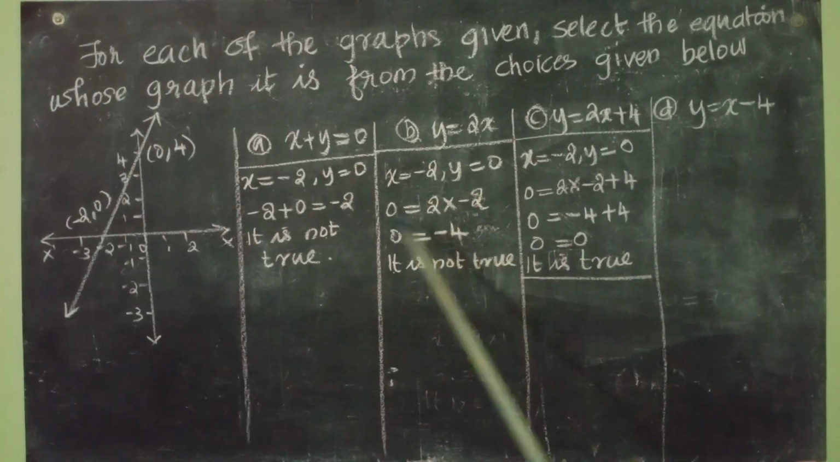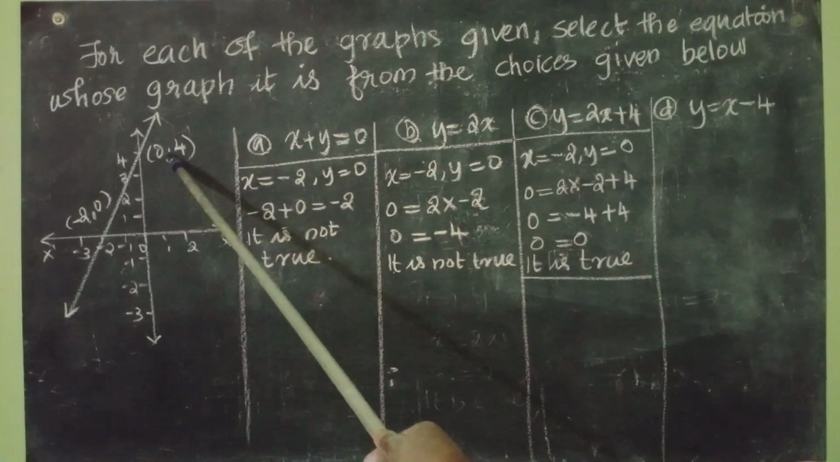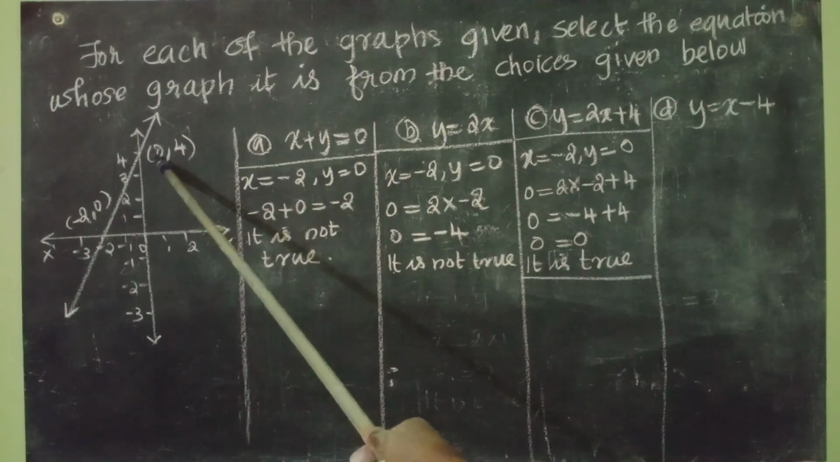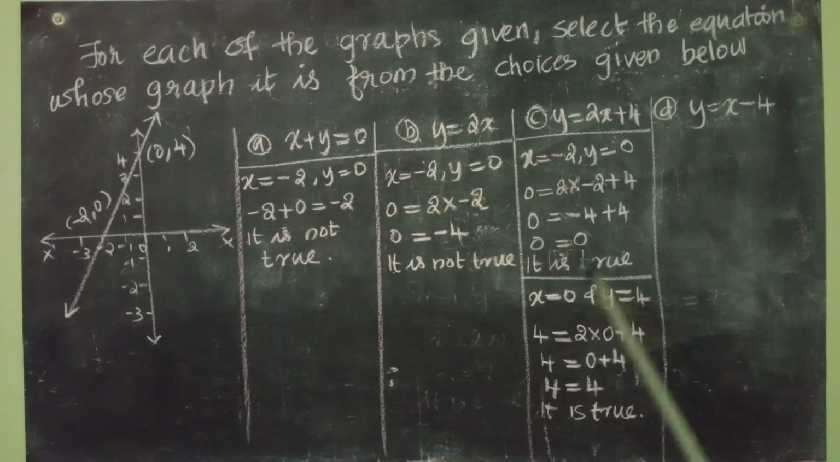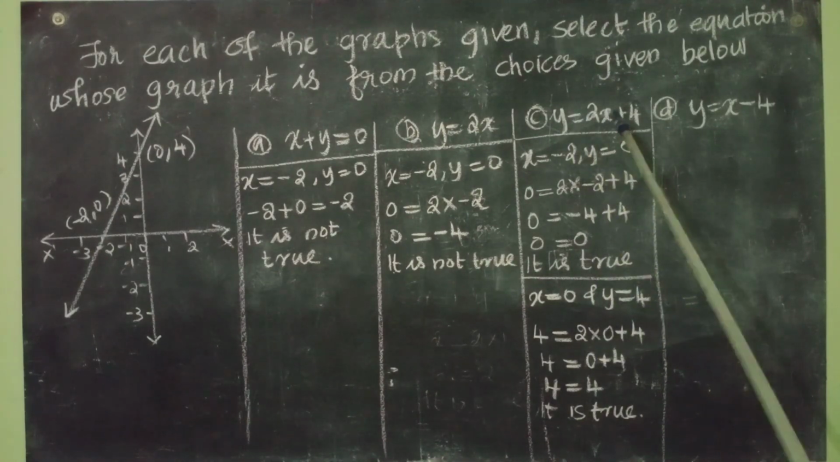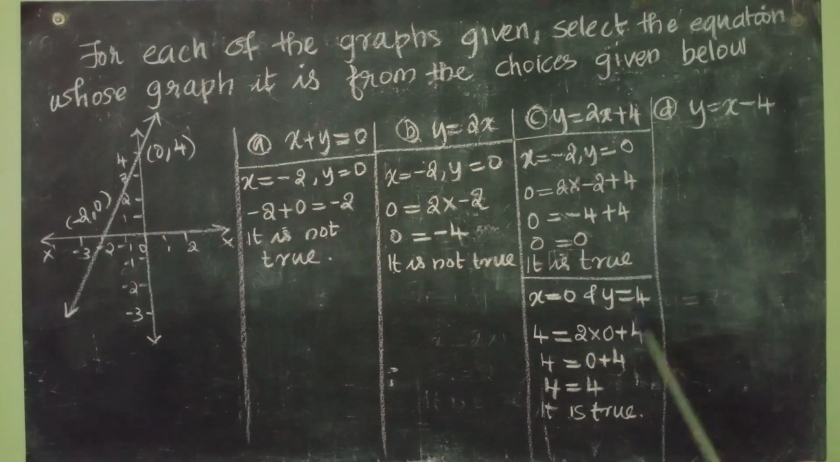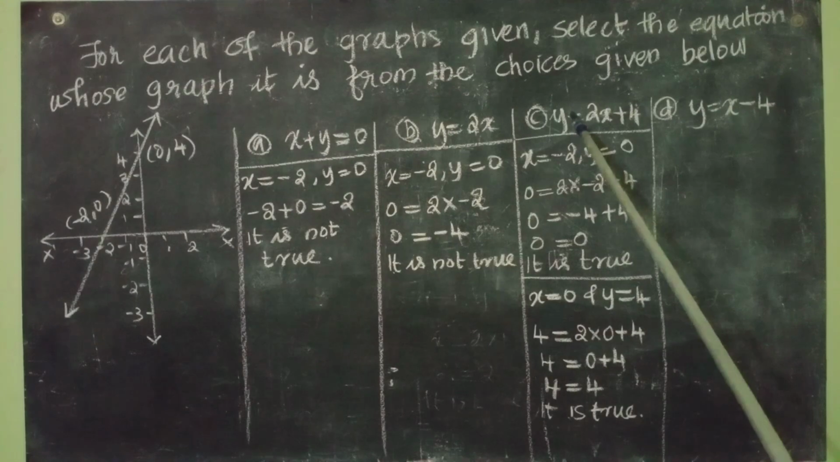Now we can check for the second solution. Second solution is x equal to 0 and y equal to 4. Let us check it. So we can give x equal to 0 and y equal to 4. In this equation we get 4 equal to 2 into 0 plus 4. That is 4 equal to 0 plus 4. So we get 4 equal to 4. It is true. So both the solutions are true in this equation.